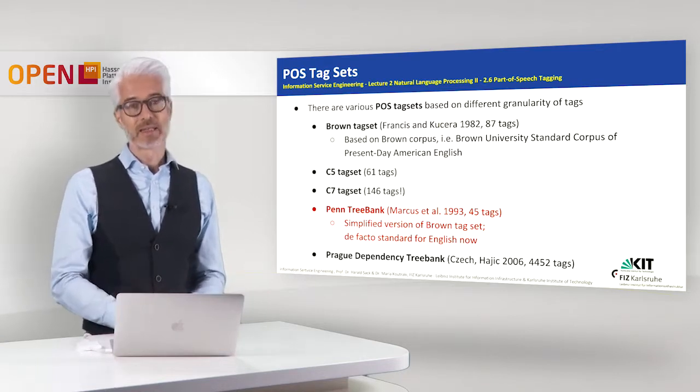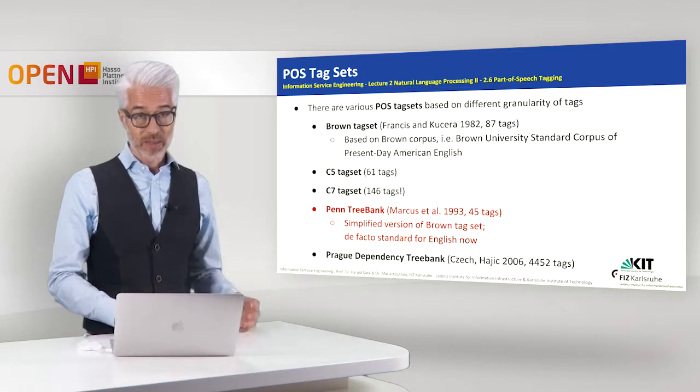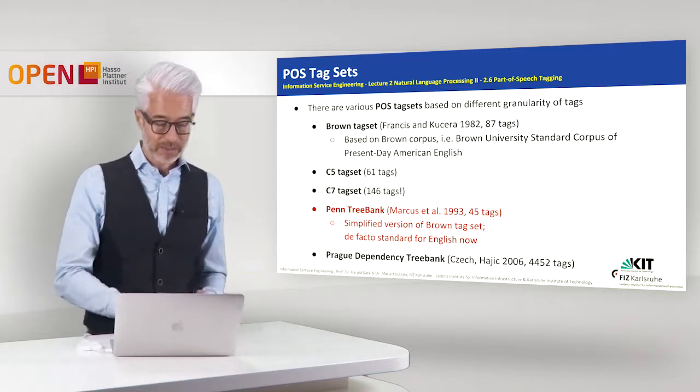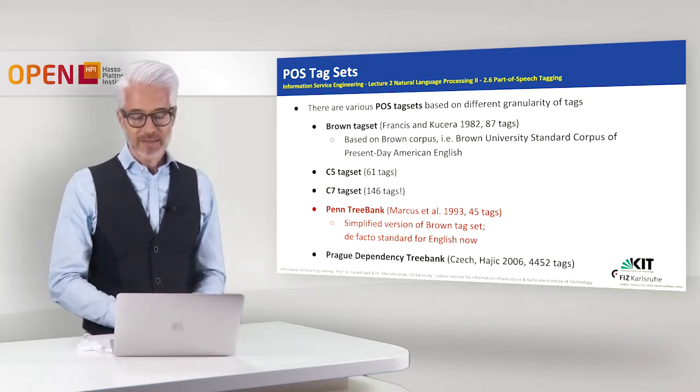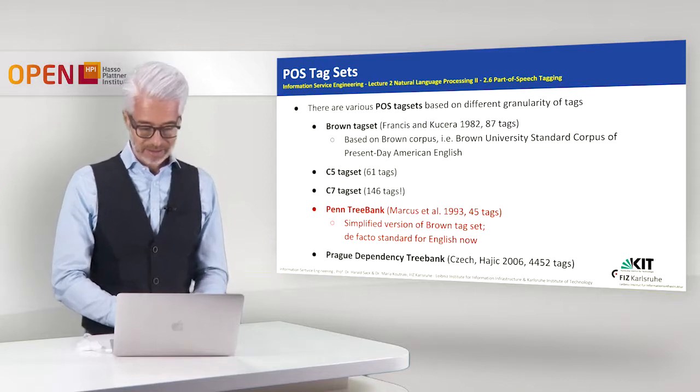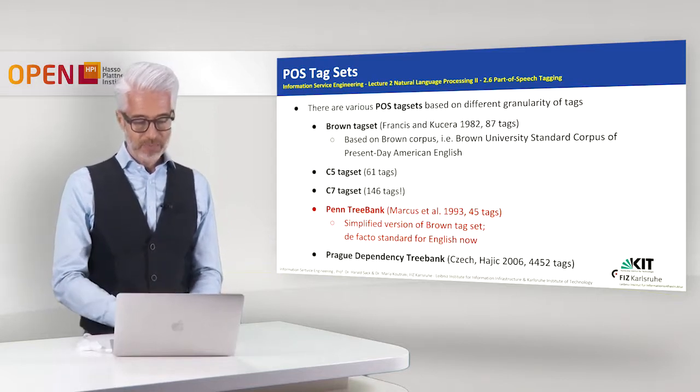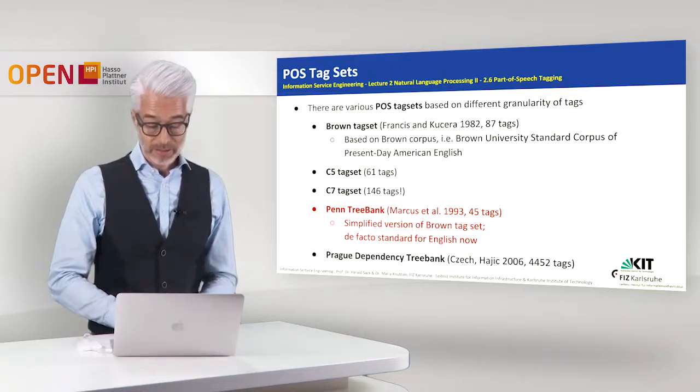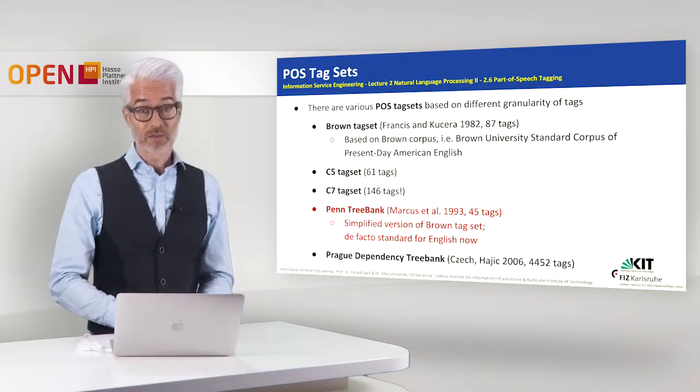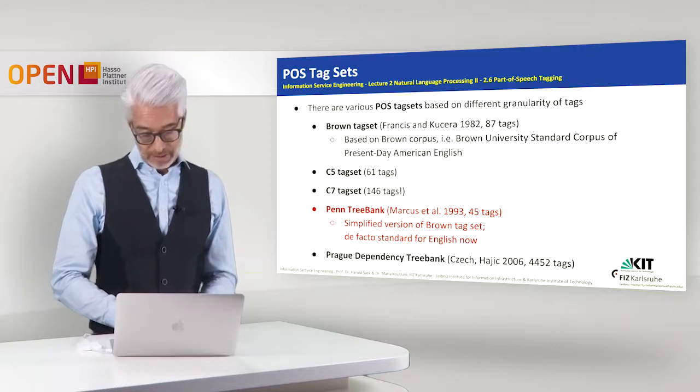But just to see an example, there are also tag sets which comprise even more tags. So the Prague Dependency Treebank tag set, a Czech one, it has been issued by Czech researchers. This tag set comprises already 4,452 tags, and you can't tell me that you can really remember all of them.